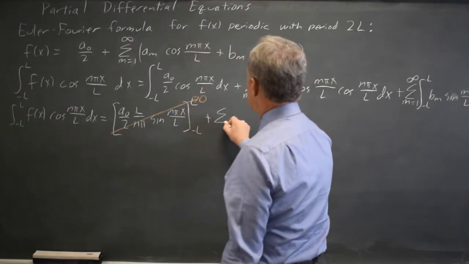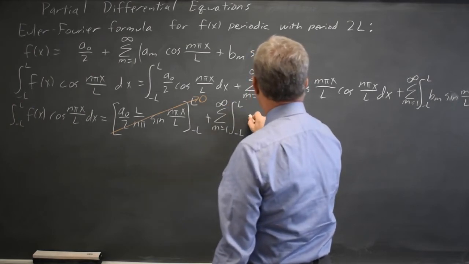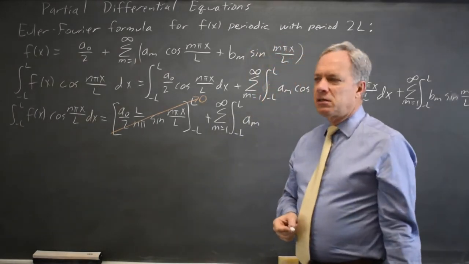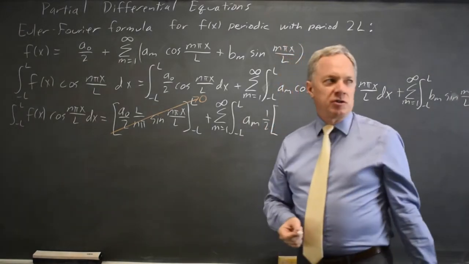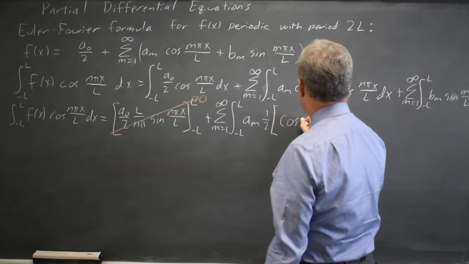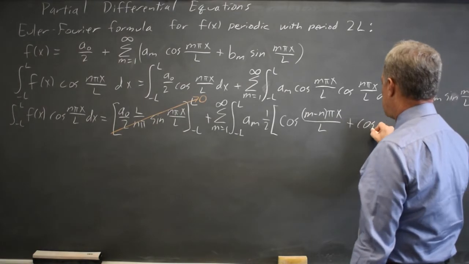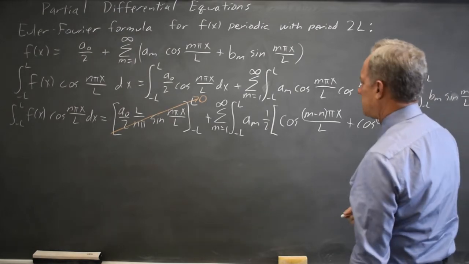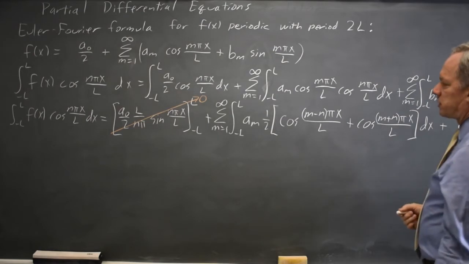And then I have plus the sum, 1 to infinity, the integral from negative L to L of Am, and I have the cosine of one value times the cosine of another, which will be 1/2 the cosine of the difference plus the cosine of the sum: cosine of m minus n pi x over L plus cosine of m plus n pi x over L. And I'll come back to the sine cosine term.